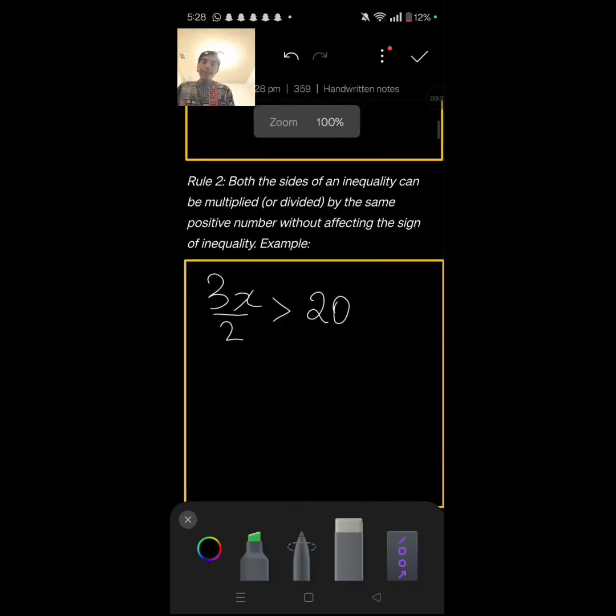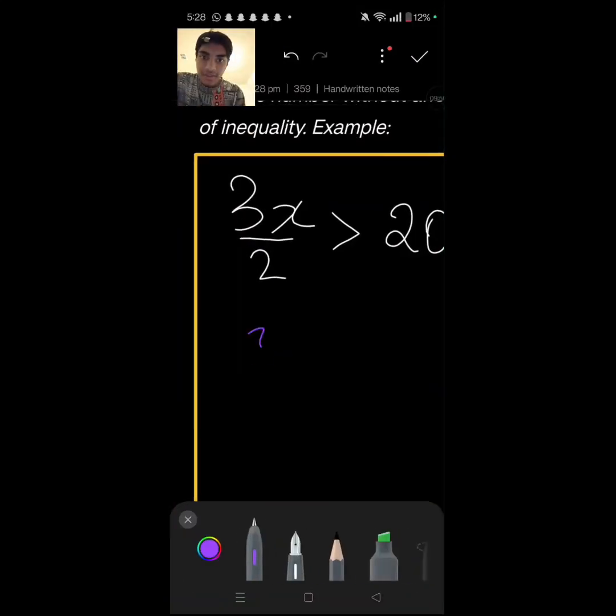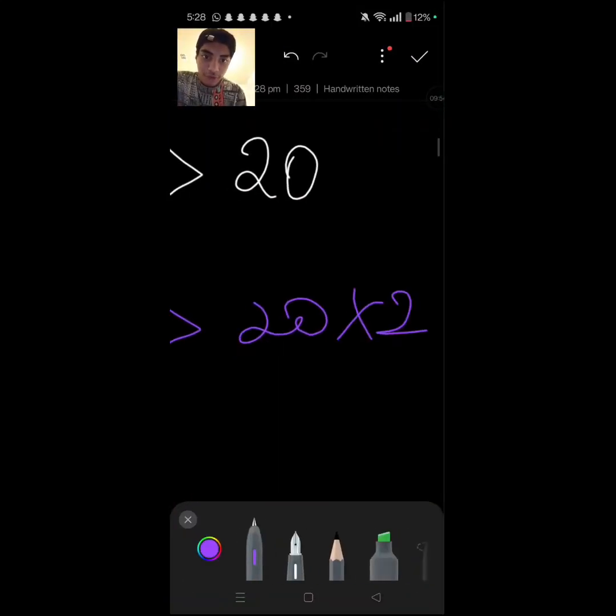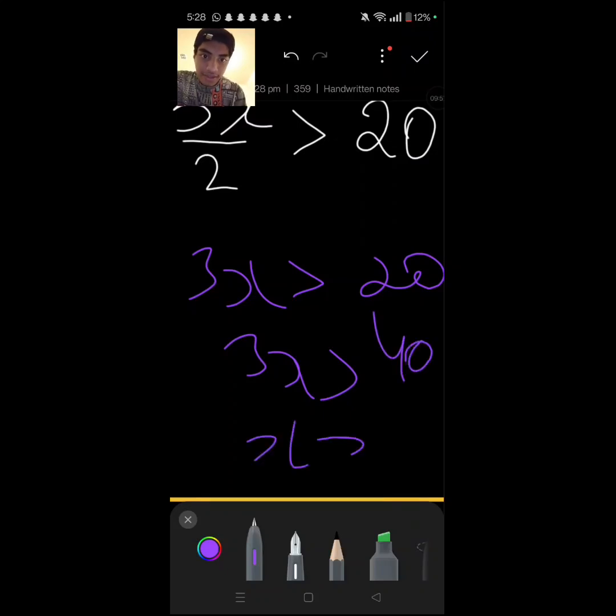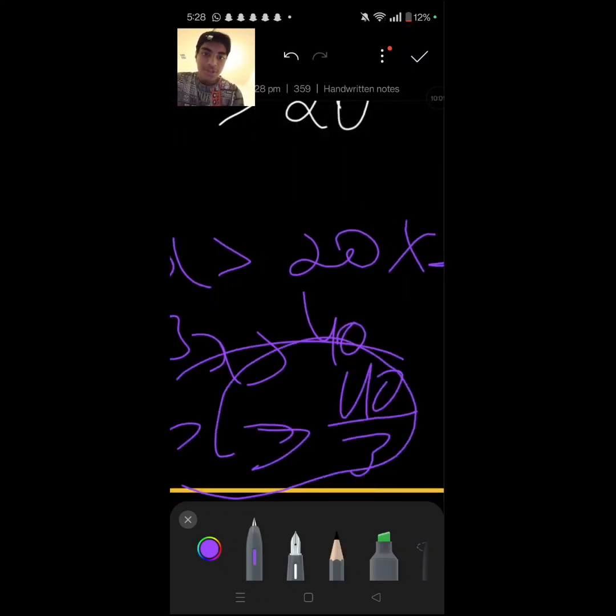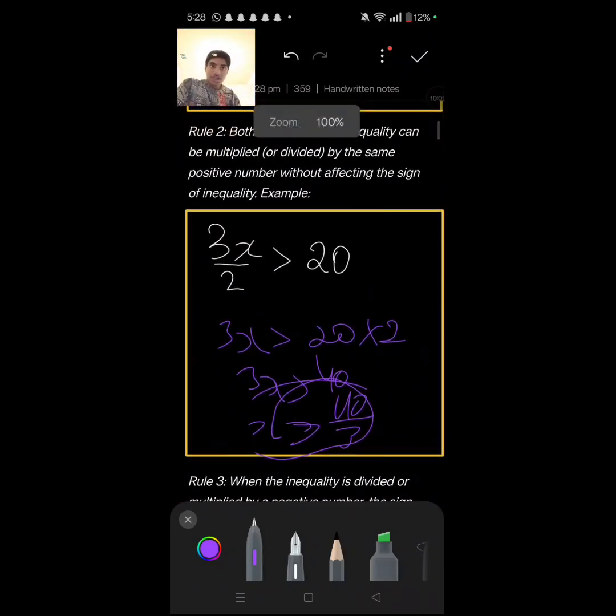Now here is the thing, multiplication and division. When you're multiplying or dividing positive numbers, the sign will not change. How do you solve this inequation? 3x is greater than 20 times 2, which is 40. 3x is greater than 40. X over here is greater than 40 divided by 3. Done, this inequation we've solved. That means the inequality sign will not change, even if it is division.